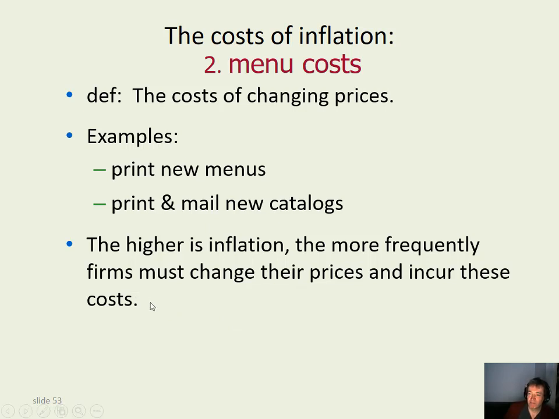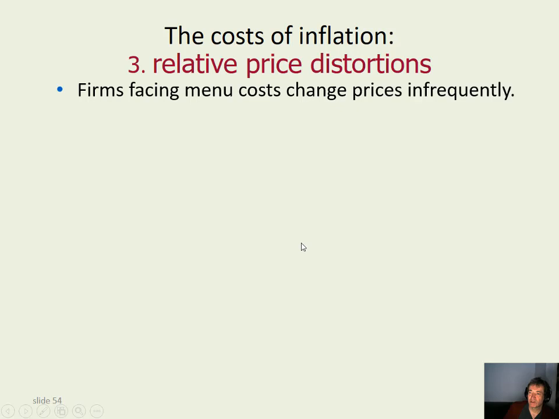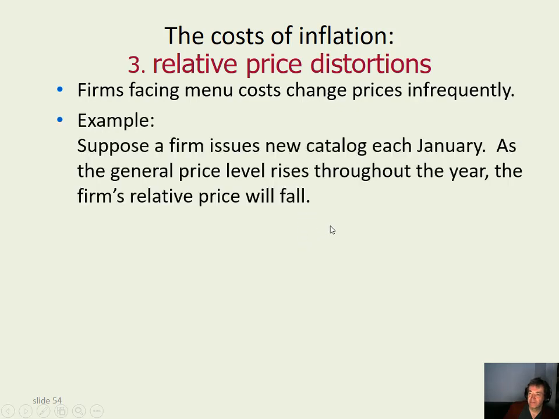So there's a cost to keeping up to date with the prices you're publicising to people, because even if it's electronic, if it's literally changing within the day or within the week, you've got to send out notifications to all those people saying, hey, this stuff is now costing more. So menu cost is another cost. Relative price distortions is a consequence almost of that.